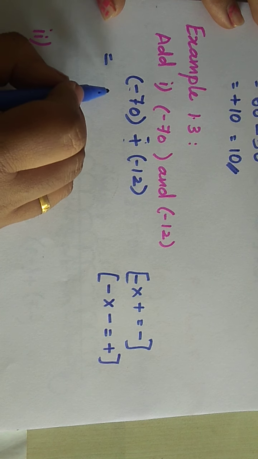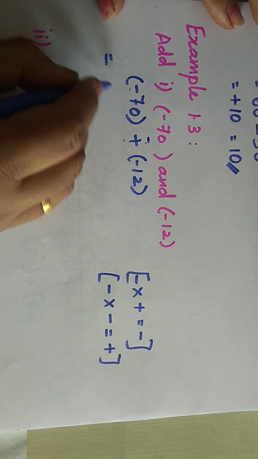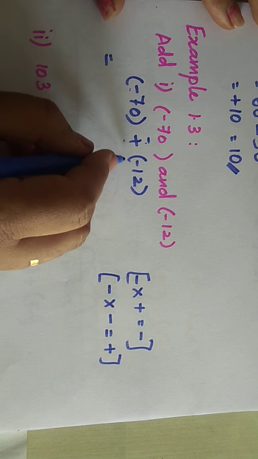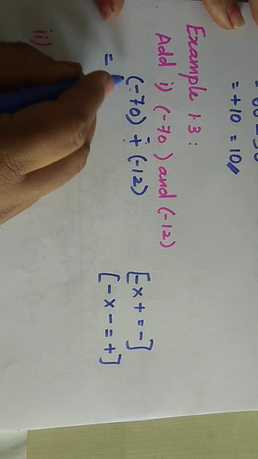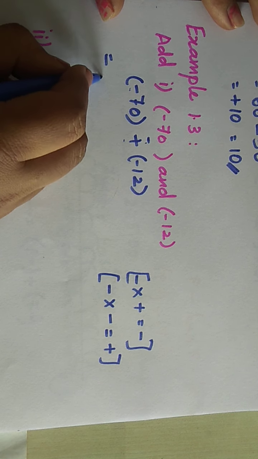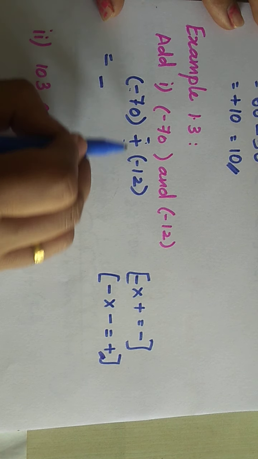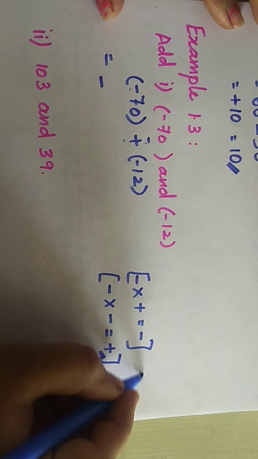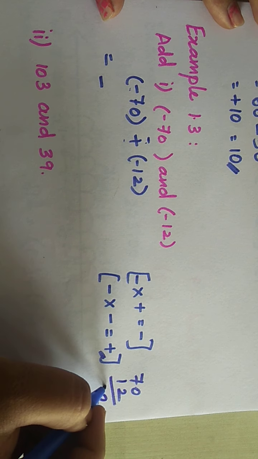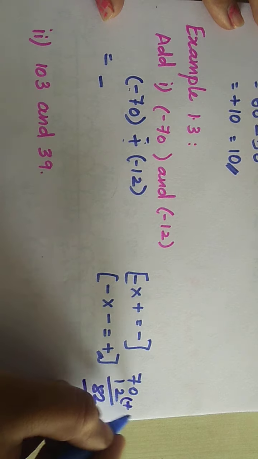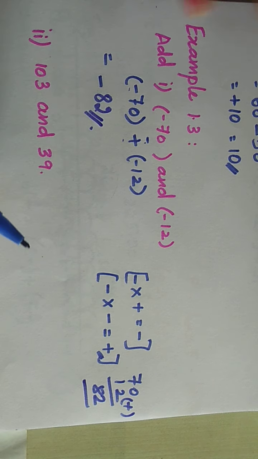Okay, so now we have to see the bigger symbol, that is in subtraction. So 70 and 12, when we compare this, 70 is the biggest number, so we have to write the symbol of the biggest number, that is minus, and we have to add the numbers. So 70 plus 12, we have to add it. So 82, minus 82 will be the answer.